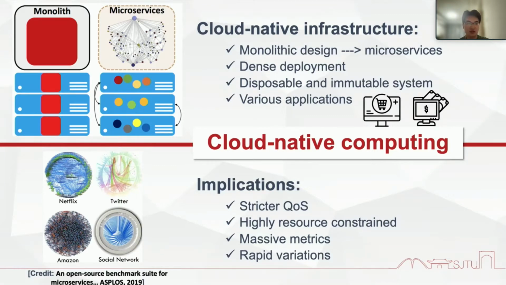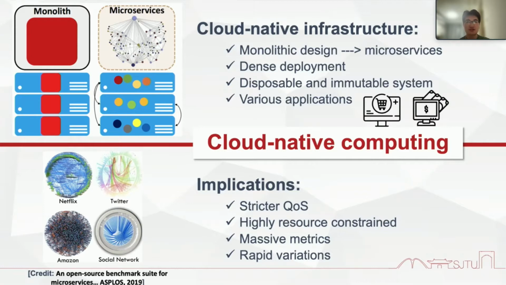First, each microservice has much stricter quality of service, or QoS, requirements, since they are chained together to serve users. However, the environment is highly resource constrained, because to lower the long-term capital expense, the cloud providers adopt mixed deployment of services and fine-grained resource allocation. For example, Zhuo reports that more than 90% of virtual machines have only 1 to 4 CPU cores.